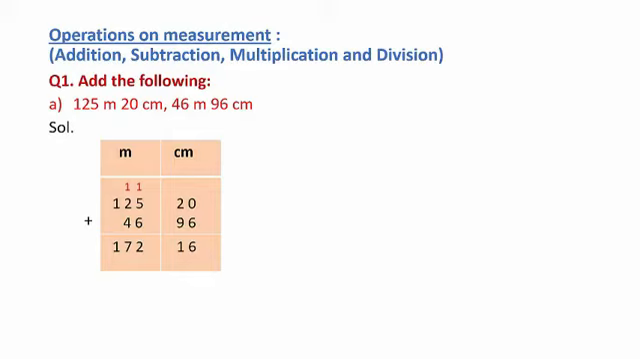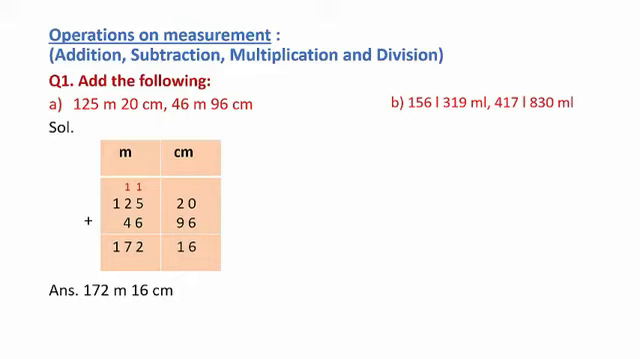Now adding meter column, that is 1 plus 5 plus 6, that will give you 12. 1 is taken carry and 2 is written at the bottom. So 1 plus 2 plus 4 in the 10th column, 1 plus 2 plus 4 is 7 and in the 100th column 1 is taken down there. So our answer is 172 meter 16 centimeter.